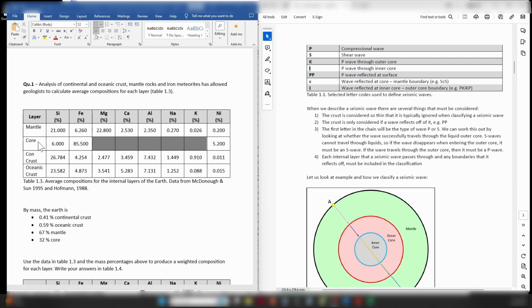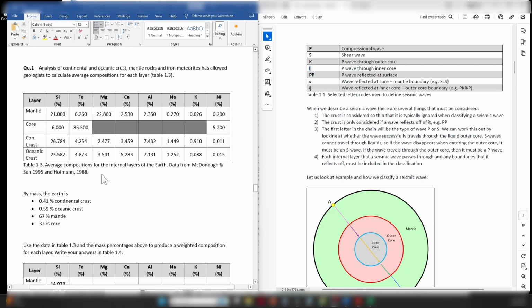So for instance, you can see that the Earth's core is about 6% silicon, about 86% iron, and about 5% nickel. Notice all of these elements here have been grayed out. That's because they're not there in very large quantities, so they're not really worth thinking about. But for each of the 4 layers, you can see we now have this average composition.